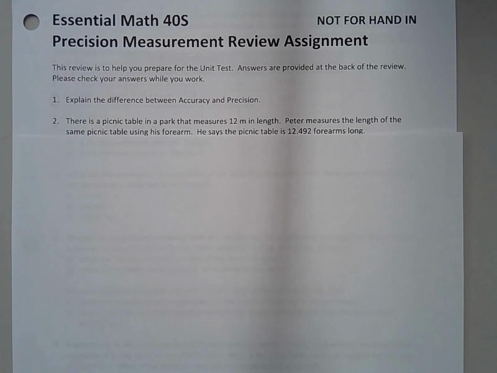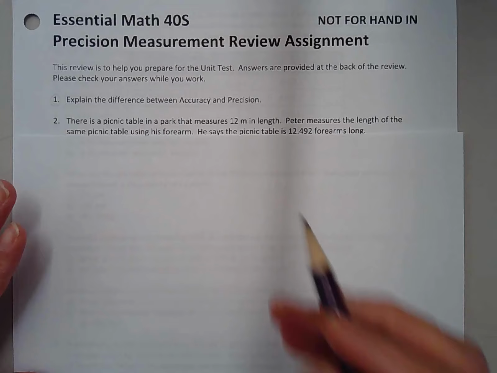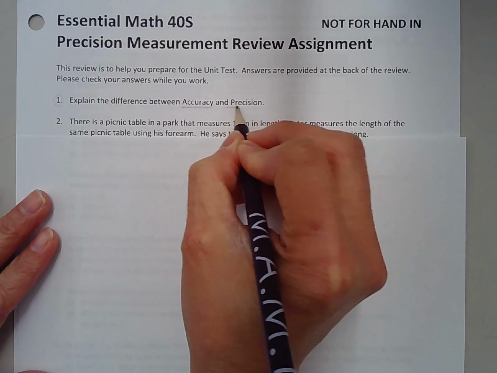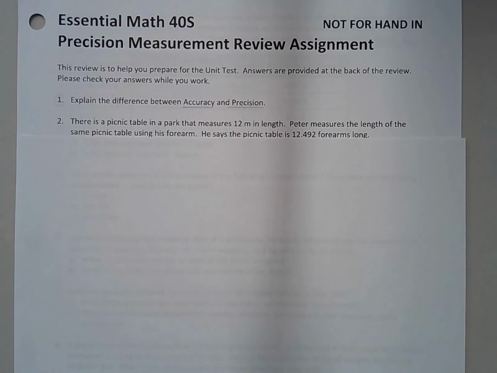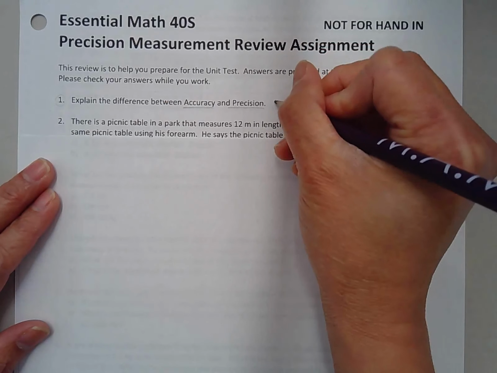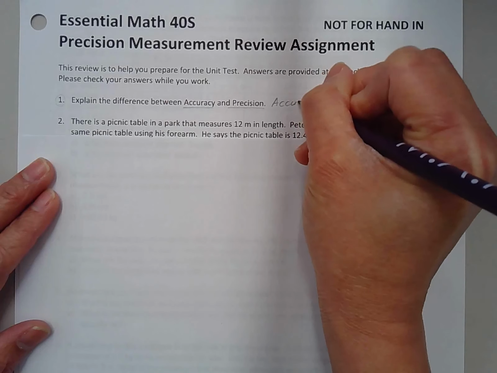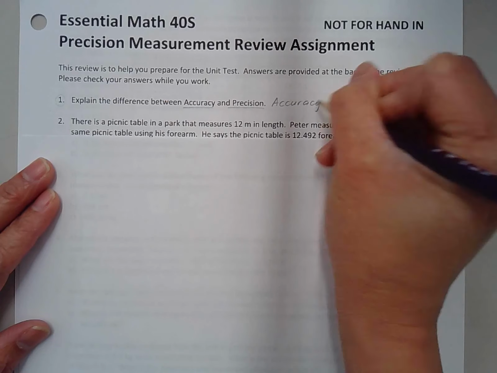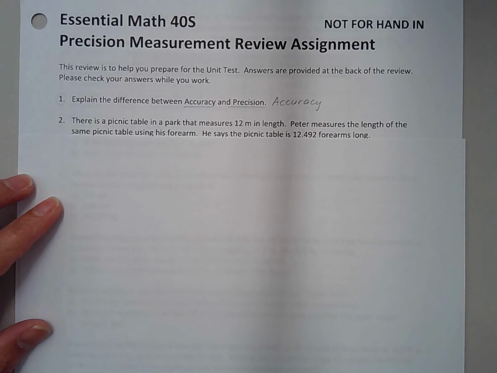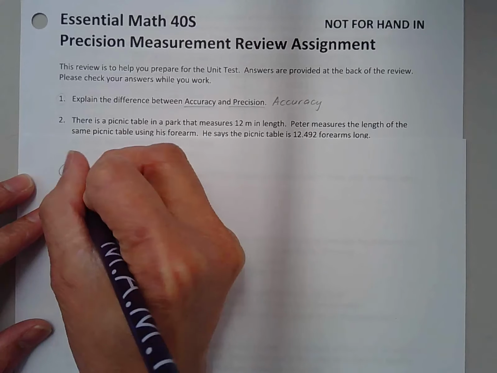Question 1. Explain the difference between accuracy and precision. Because for the most part, accuracy and precision sound like they're pretty much the same thing, but in this context, in this discussion, accuracy is different from precision. Okay, so the word accuracy, actually, I'm gonna do that in here.